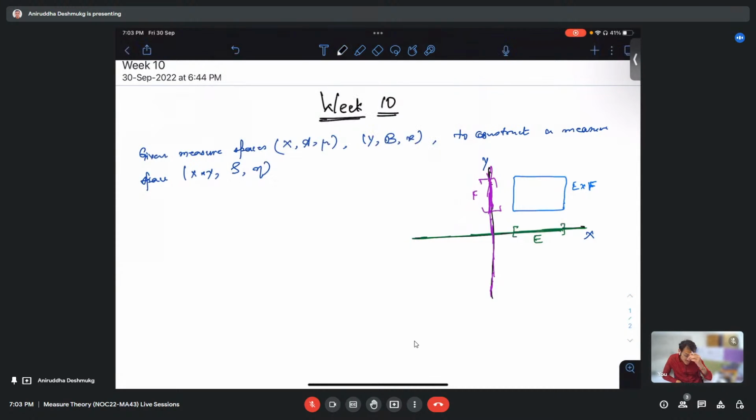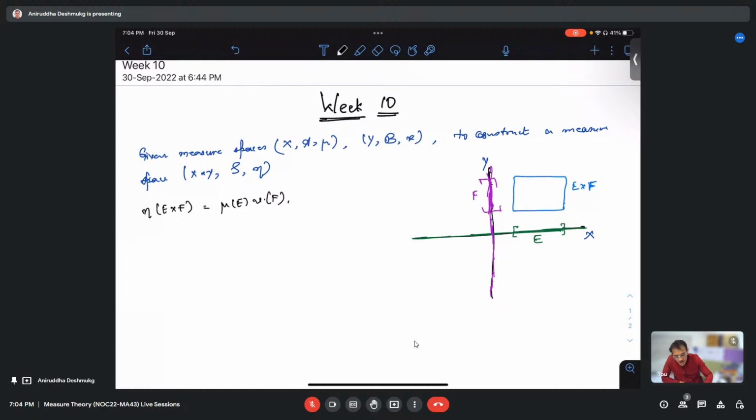Now, how to measure this? There is no direct way, of course, but one would expect that the area of a rectangle is length times breadth. Length comes from the measure of E, breadth comes from the measure of F, or the other way around if you want to call it. So all in all, we would like that eta of E cross F should be equal to mu of E times mu of F. So eta of E cross F is mu E times mu F.